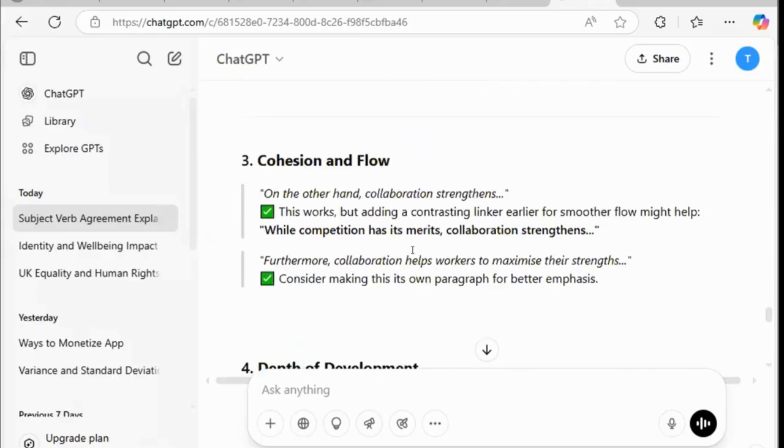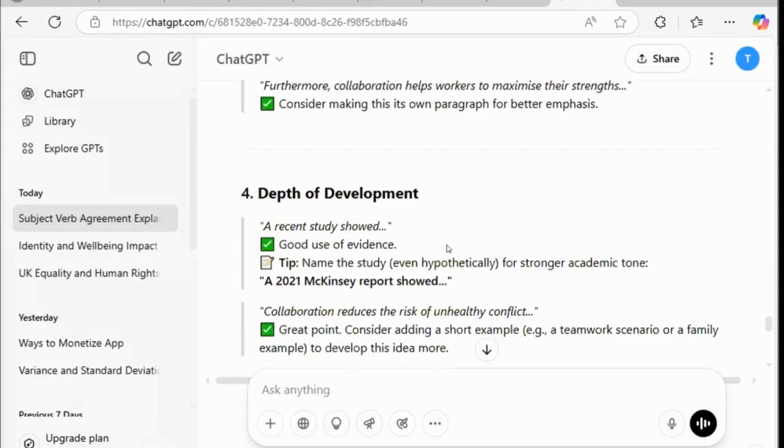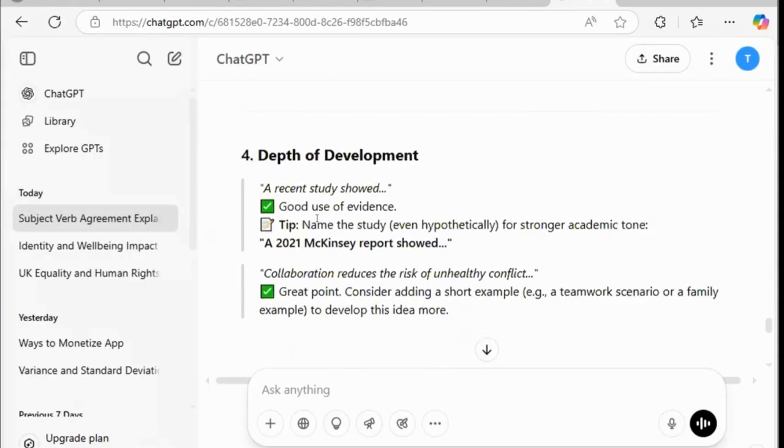Very true. Let's look at the next one. On the other hand, collaboration strengthens. Okay, so look at how it starts paragraph 3. It says that I should write that while competition has its merits, collaboration strengthens dash, dash, dash. Very true. Very, very valid. I agree with that. Then it now says what? Furthermore, collaboration helps workers to maximize their strengths. Consider making this its own paragraph for better emphasis. No, I don't want my essay to exceed 4 paragraphs. Thank you.